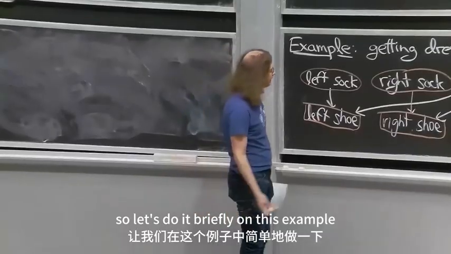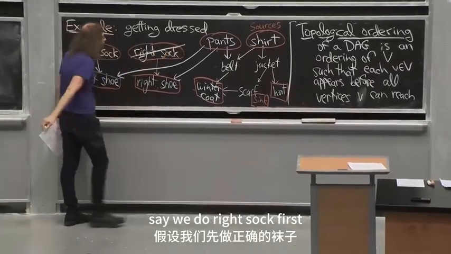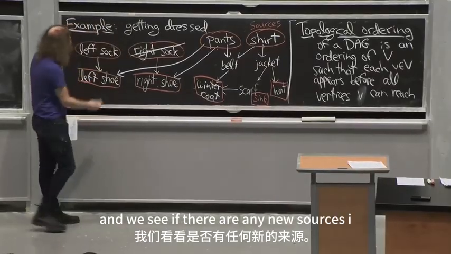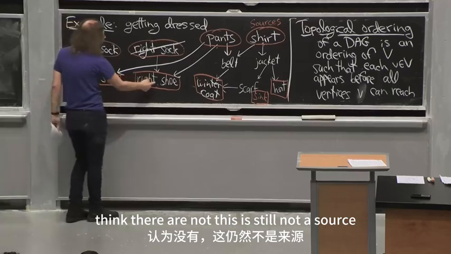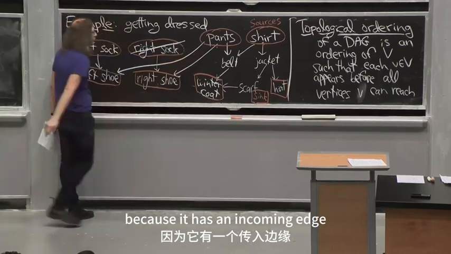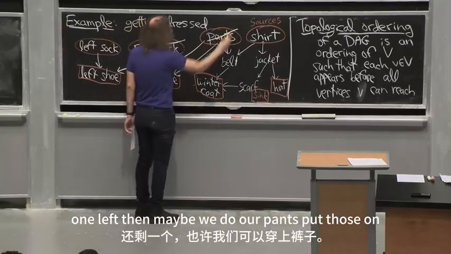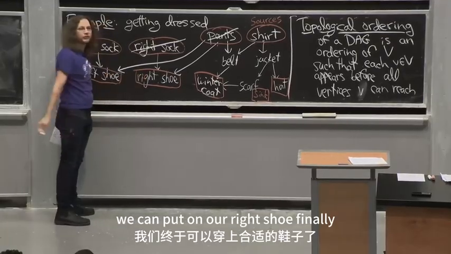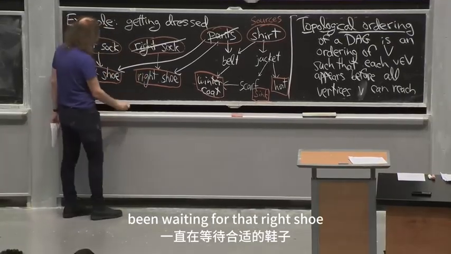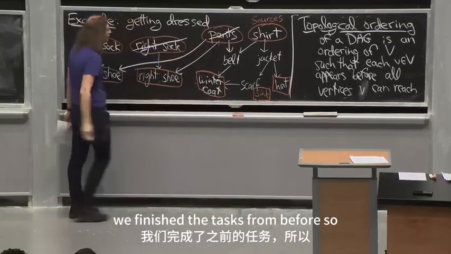So let's do it briefly on this example. Say we do right sock first, and we see if there are any new sources. I think there are not. This is still not a source because it has an incoming edge, one left. Then maybe we do our pants, put those on. Seems like a good idea. Now we can put on our right shoe. Finally, been waiting for that right shoe because there's no more incoming edges because we've finished the tasks from before.